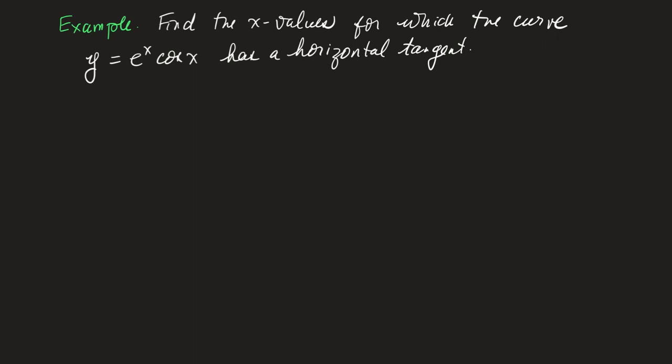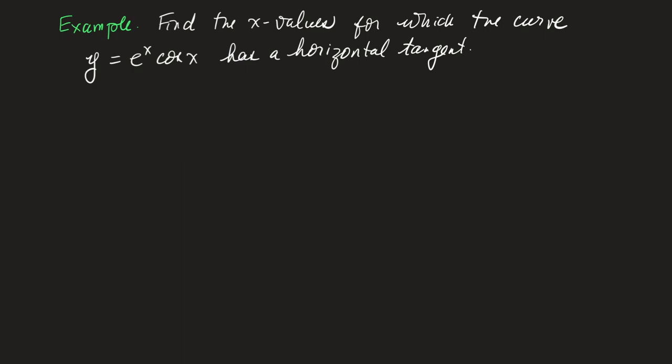In this video, I'm going to find the x values for which this curve has a horizontal tangent. Now we know that the derivative gives us an equation for the slope of the tangent line. And I want to know where this curve has a horizontal tangent. What that means is that the slope of the tangent line would be 0 for a horizontal tangent line. So I want to find the derivative and then set the derivative equal to 0 and solve for x.